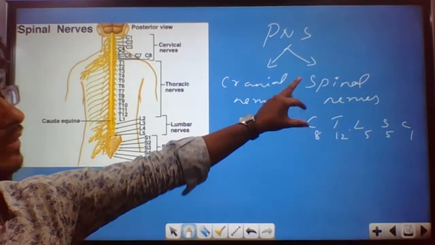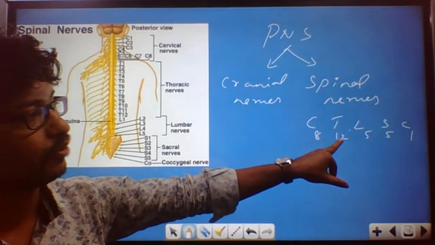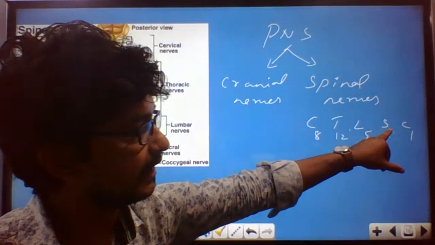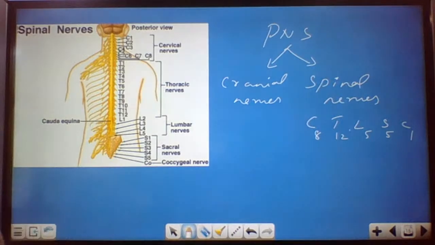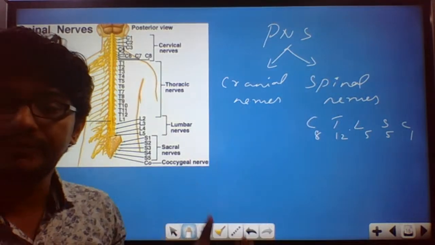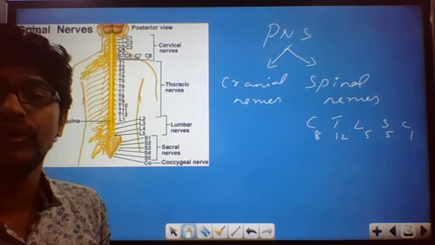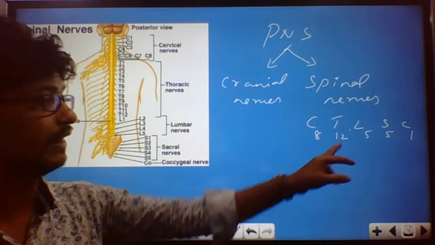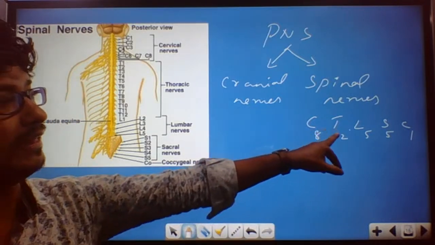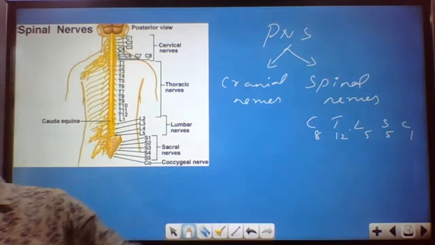So altogether, this is cervical, the vertebrae, this is thoracic, L stands for lumbar, this is sacral, and C is the coccygeal part. Questions come from this part, especially on the spinal nerves. What is the correct formula for the spinal nerves if they ask you? Then you should go with this: C8, T12, L5, S5, and C1.